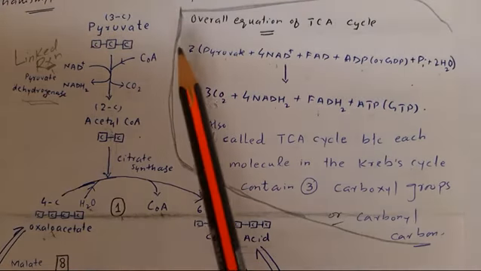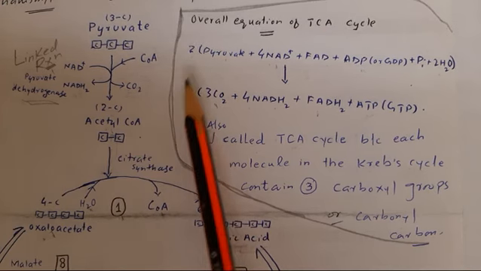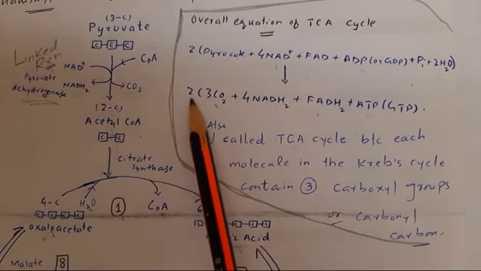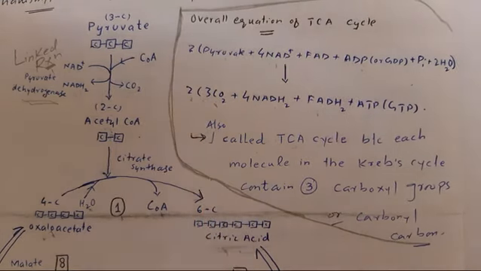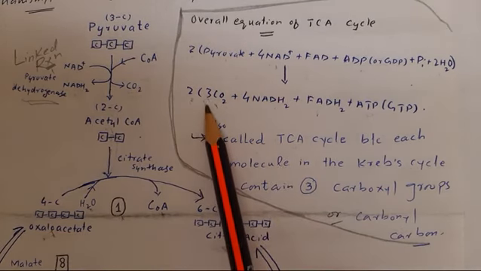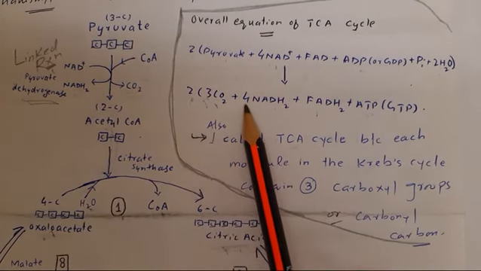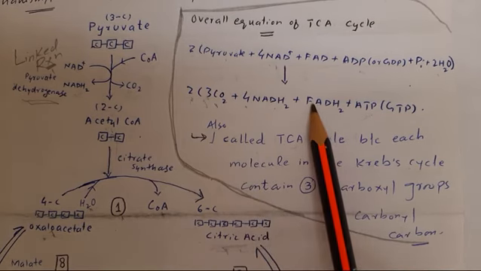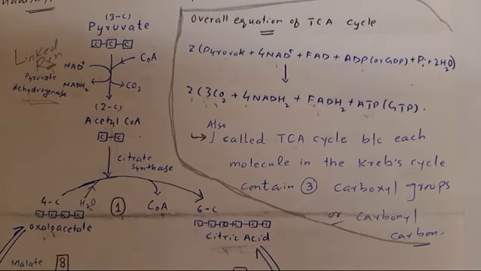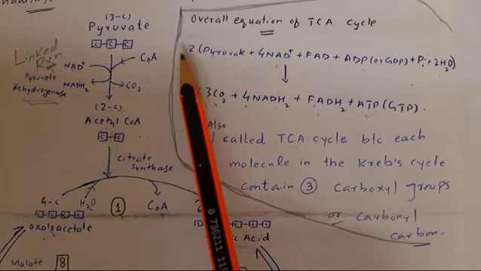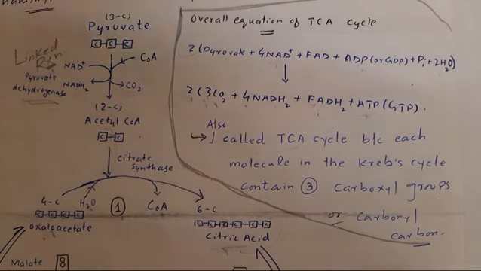As you know, there are 2 pyruvate molecules, so in all, if you multiply by 2, 6 CO2, 8 NADH2, 2 FADH2 and 2 ATP molecules are produced in the link reaction and Krebs cycle. And for one glucose molecule, the Krebs cycle occurs twice because 2 pyruvate molecules are produced at the end of glycolysis.